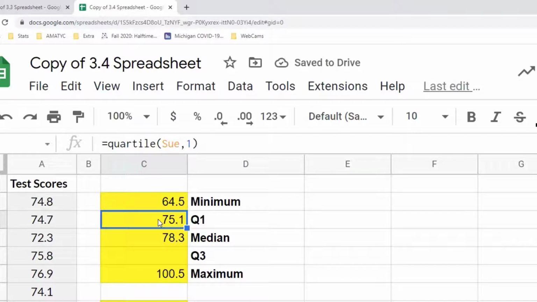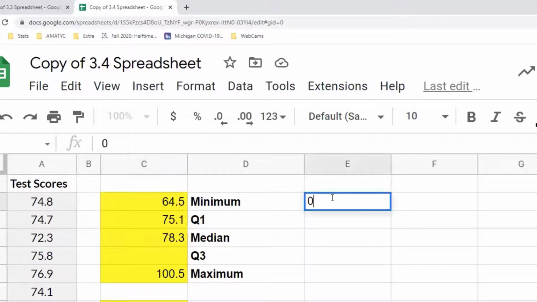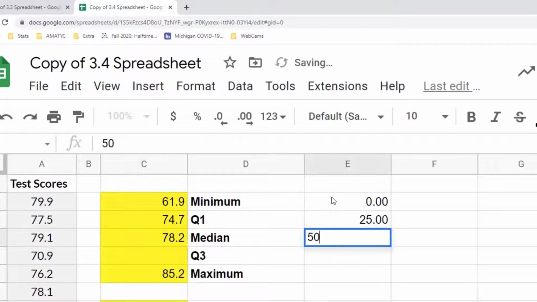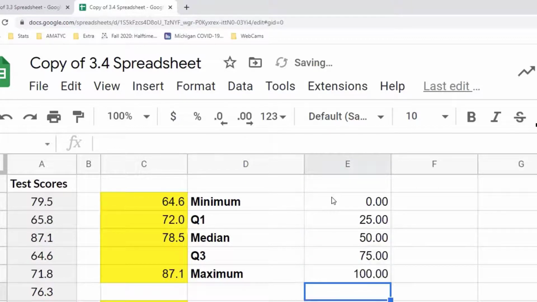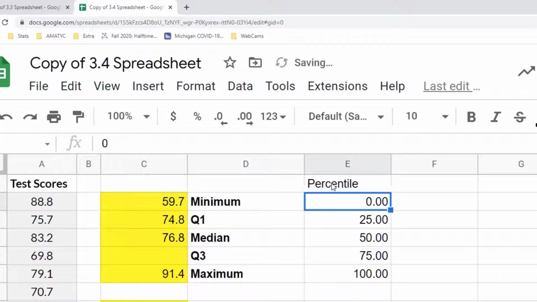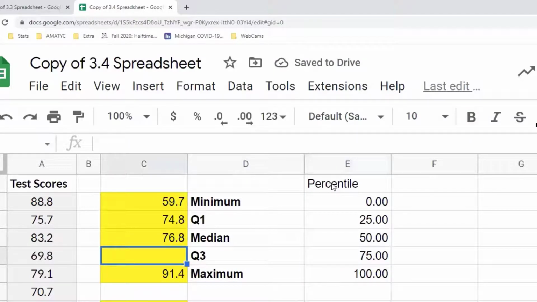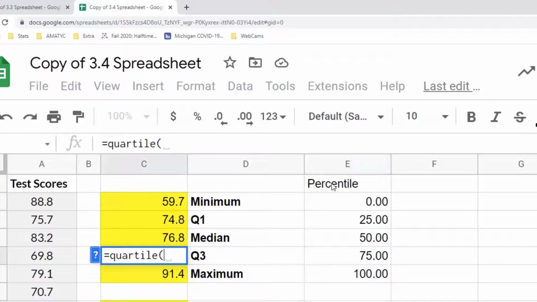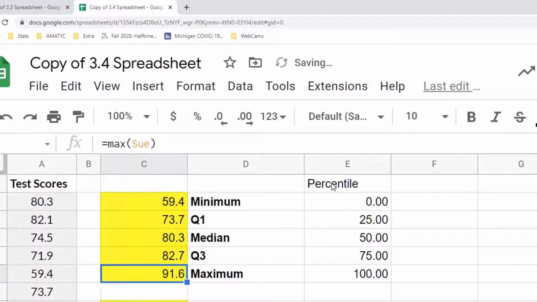And there is the first quartile of Sue. This is the 25th percentile. And if you wanted to write this over here, this is the 0 percentile, the 25th percentile, the 50th percentile, the 75th percentile, and the 100th percentile. So if you wanted to write that percentile, just to help you remember what we're dealing with here. To find Q3, it's the exact same thing. Equals QUARTILE, quartile of what or whom? Quartile of Sue. And what quartile are we looking for? Quartile number 3.